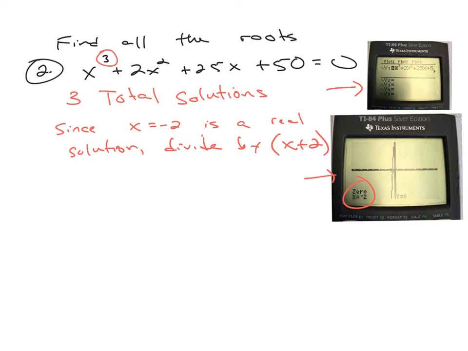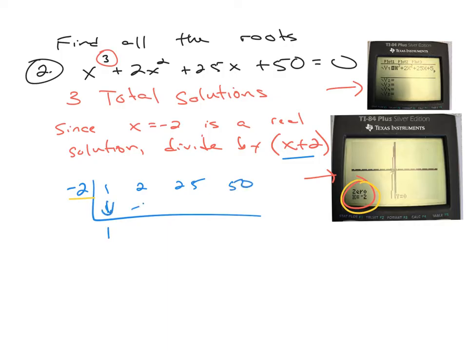Okay, so if we divide by x plus 2, a -2 goes on the outside. You'll start to see that the number we get from the graph is going to be the number we put on the outside of synthetic. That does always hold true. I'm going to set this up, drop down my 1, multiply, add, and work our way all the way through. Again, we get a remainder of 0. That is always going to happen.